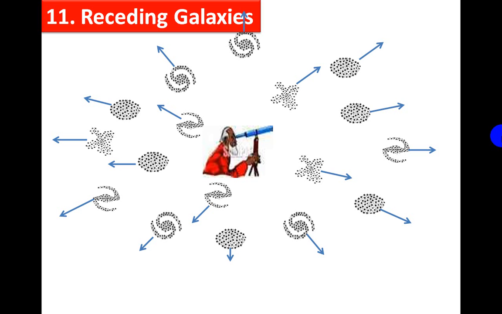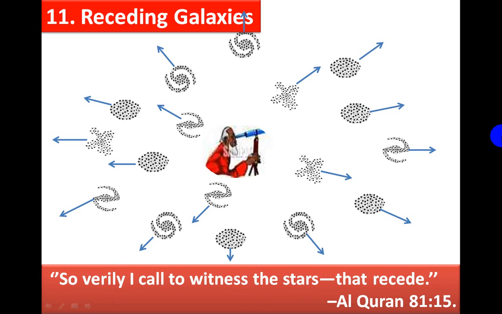The Quran 1400 years ago called for this observation. So verily I call to witness the stars that recede. Al-Quran. This verse is talking about stars, not specifically mentioning galaxies. But actually it is talking about the recession of galaxies. That will be clarified subsequently when I discuss Olbers' paradox.